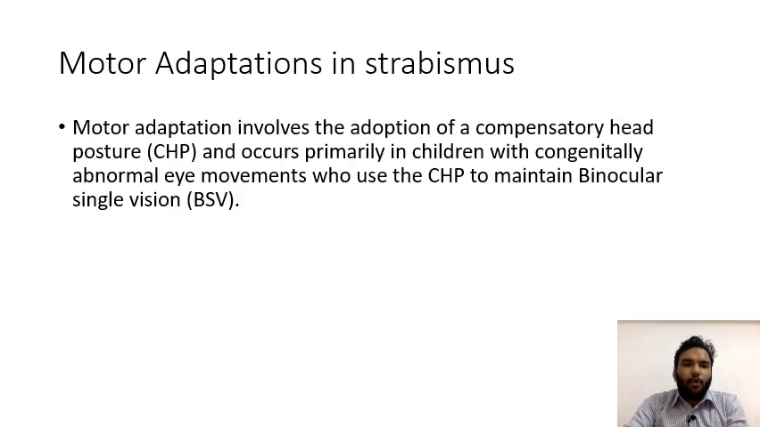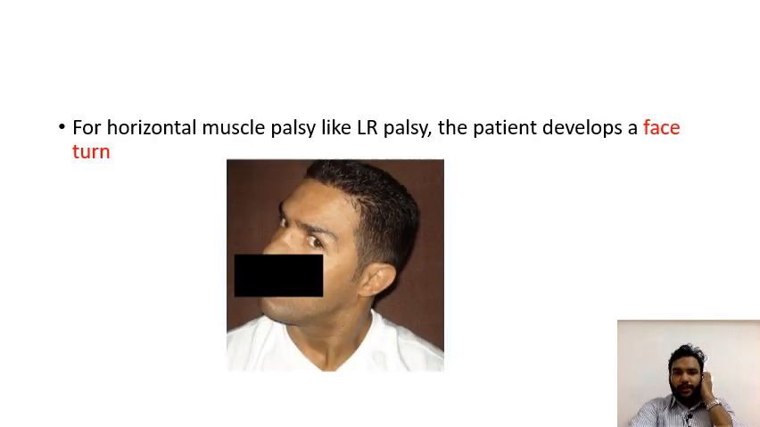Then coming to motor adaptations. There is something called compensatory head posture, which occurs primarily in children with congenital abnormal eye movements who use the CHP, compensatory head posture, to maintain binocular single vision. The patient might do chin up, chin down, face turn right or left, or they will have a face tilt. About the face tilt, we will talk later. For horizontal muscle palsy, such as lateral rectus, there will be a face turn. This patient has a face turn and other issues also, but basically there will be a face turn alone.